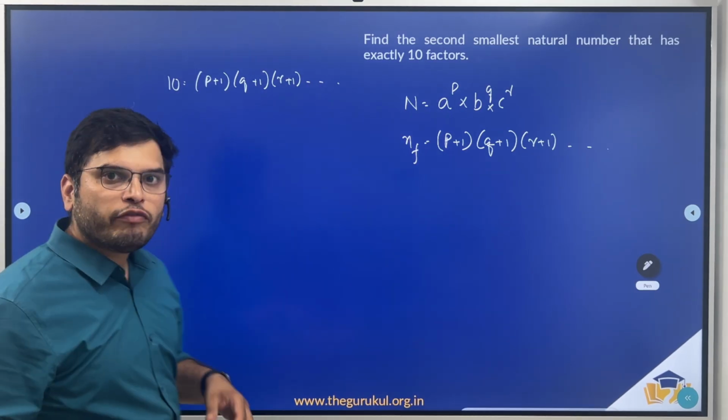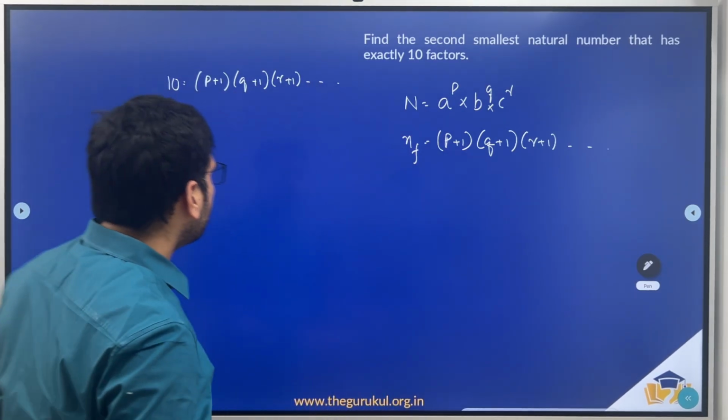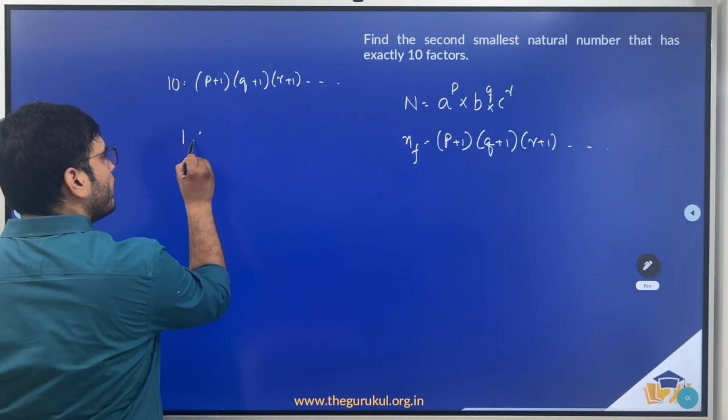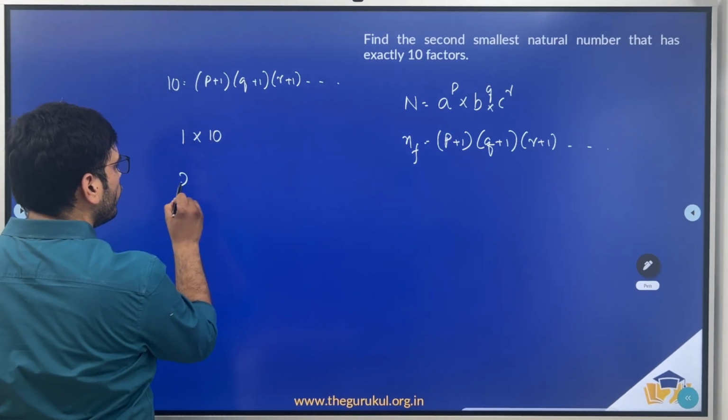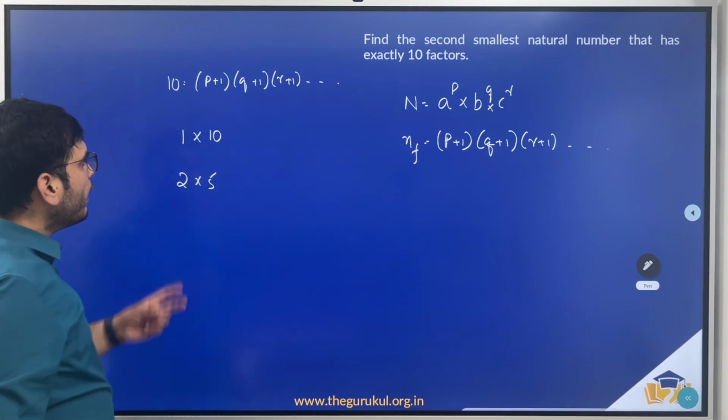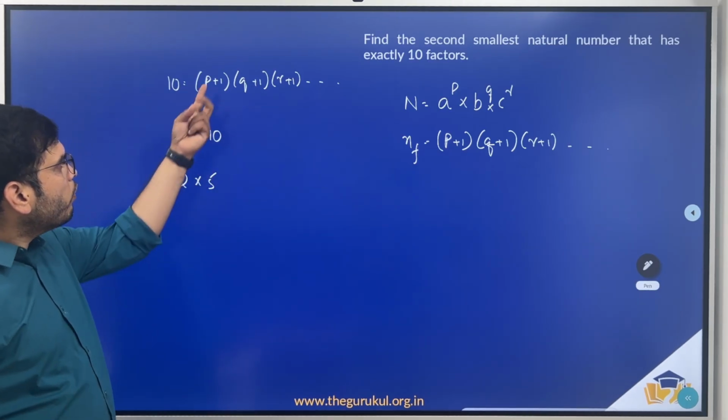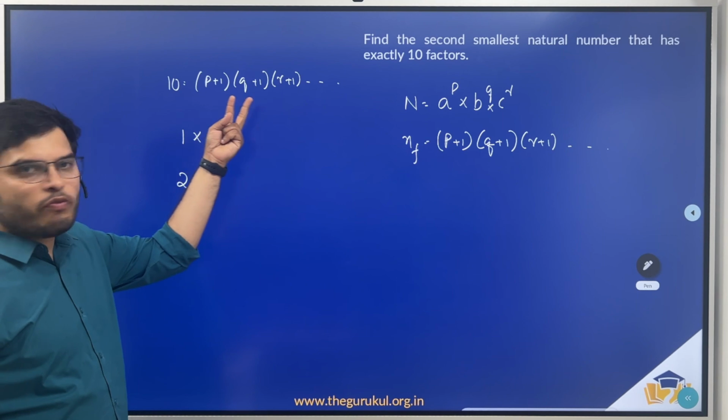Now first let's try to factorize 10. Now how can I factorize 10? 10 can be written as 1 into 10 or 2 into 5. Now if I consider 1 into 10, now compare 1 into 10 with p plus 1 into q plus 1.